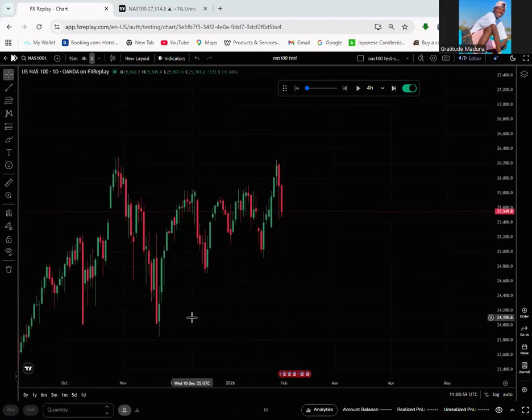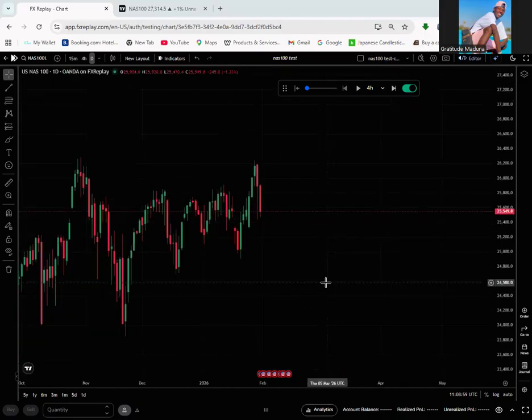So without wasting further time, let's start. I'll be trading this strategy on the Nasdaq, and this strategy is very good, especially if you're trading Nasdaq on a prop firm. It's a nice trading strategy.